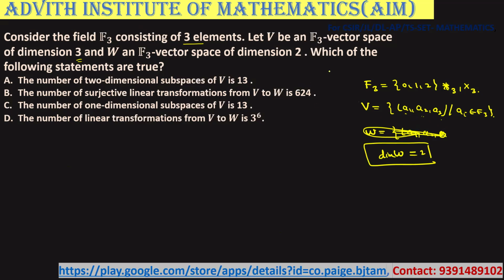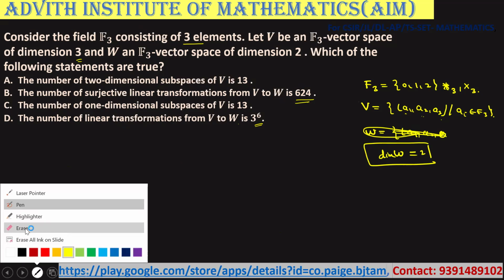Now we need to check these options. First one: the number of 2-dimensional subspaces of V is 13. The number of surjective linear transformations from V to W is 624. The number of 1-dimensional subspaces of V is 13. The number of linear transformations from V to W is 346. Okay, which of these is correct?